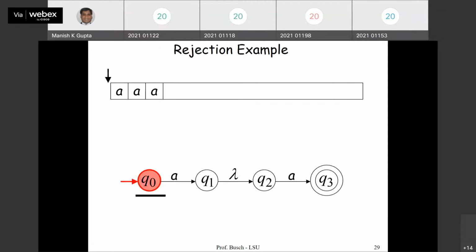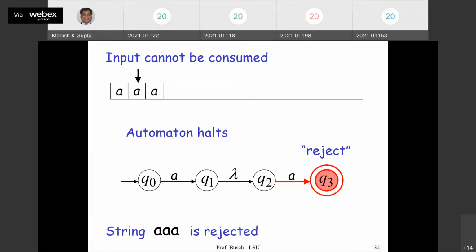Now, AAA, is it acceptance or rejection? So you see that A, lambda transition, so you're not reading the input, you move, again A. So input is not consumed completely, and you reach the accepting state. So this string AAA is rejected.